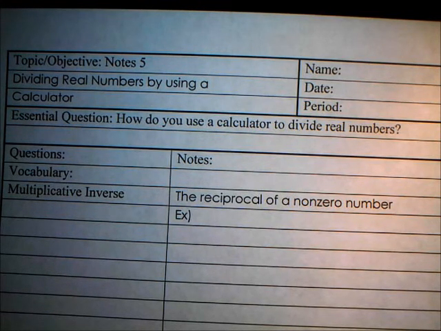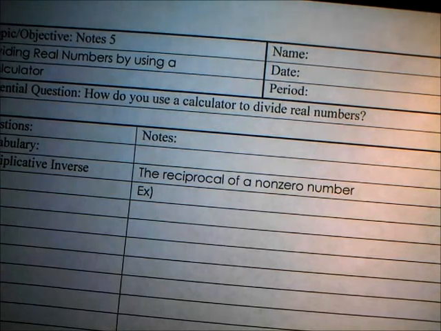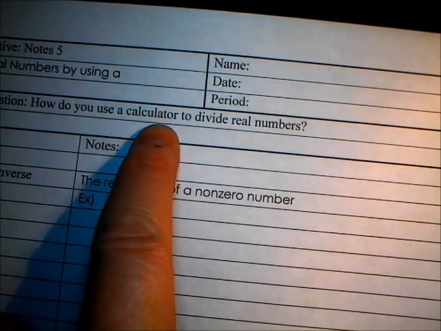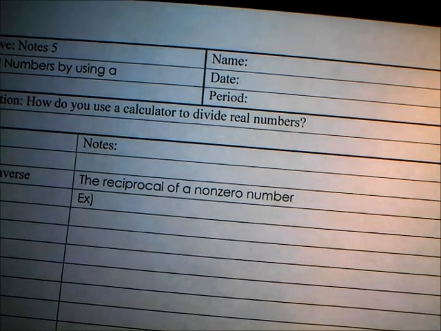Okay, this is notes 5 for Algebra 1. We are dividing real numbers using a calculator. Make sure you put your name, the date, and the class period. And then your essential question that you'll have to answer at the end of these notes is how to use a calculator to divide real numbers. This one should be pretty easy for you.